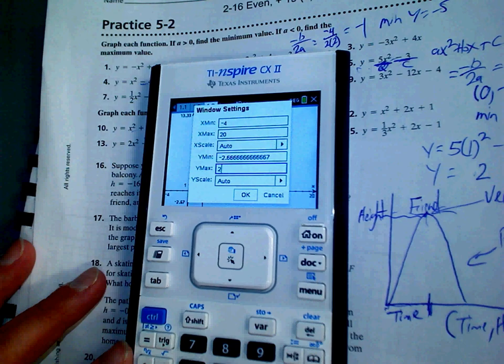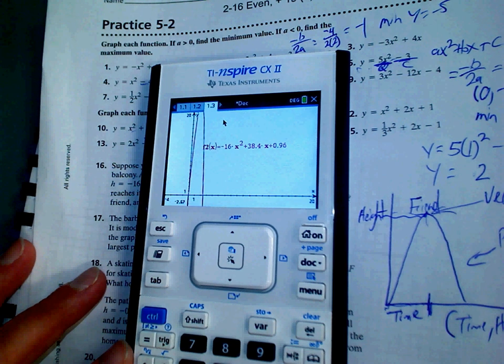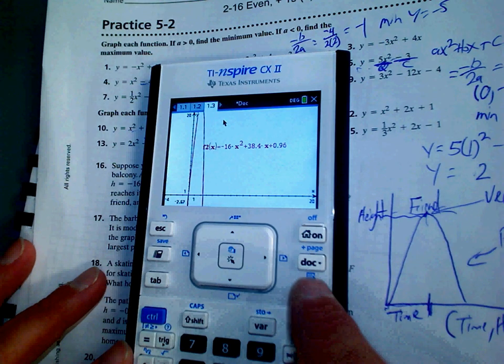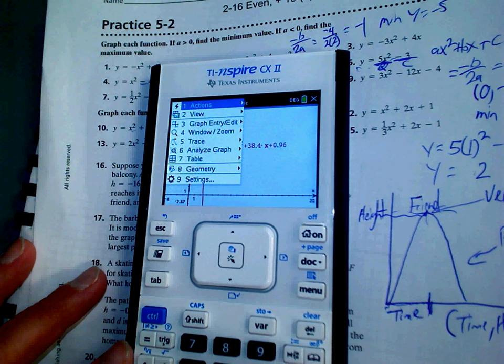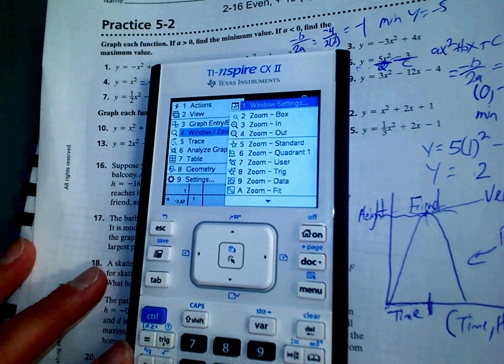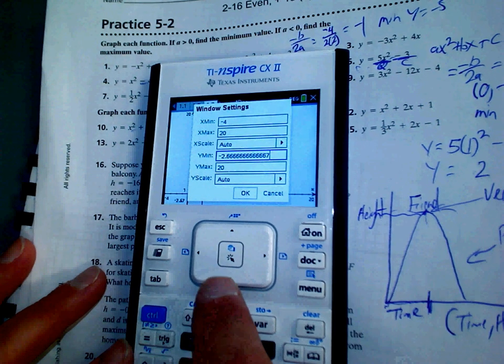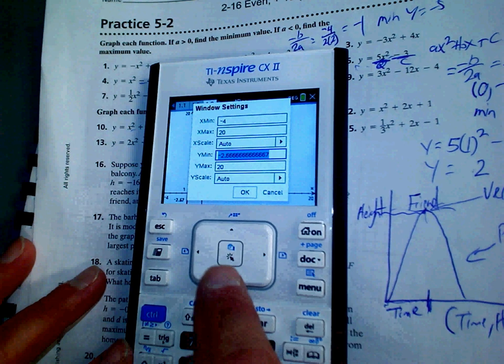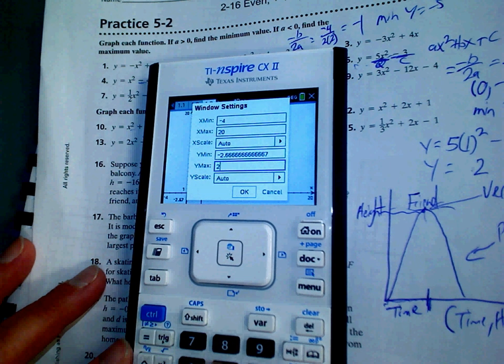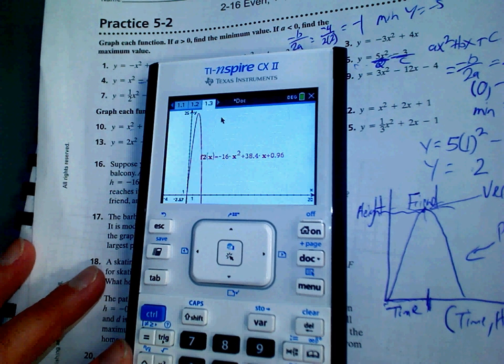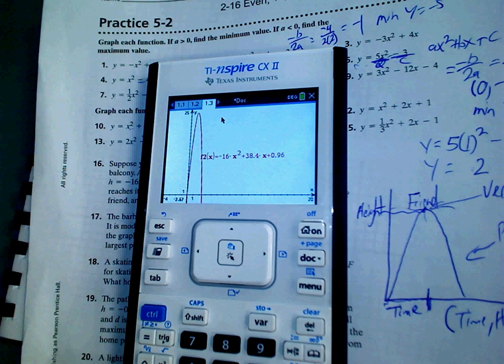It doesn't quite work. I'm gonna go menu. I'm gonna go zoom. Window settings. Y max. You said 25. That should get me there. 25. Enter. Okay, there I can see the apple flying through the air with that relationship. What do I care about? The vertex. Is there a way for this thing to show me vertex? I don't know. Let me hit menu.